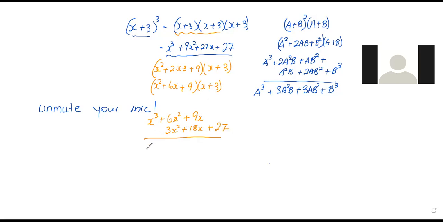So that will be x cubed plus 9x squared plus 27x plus 27. So that's correct. So this is the same as that.